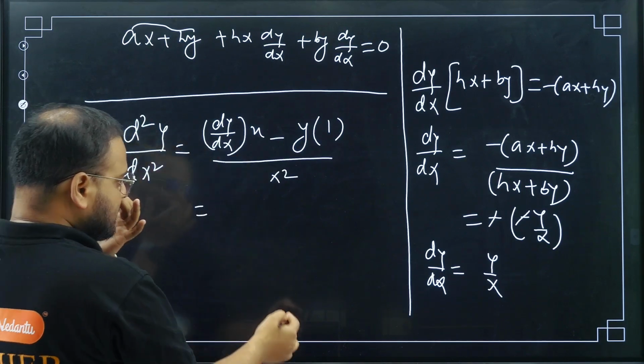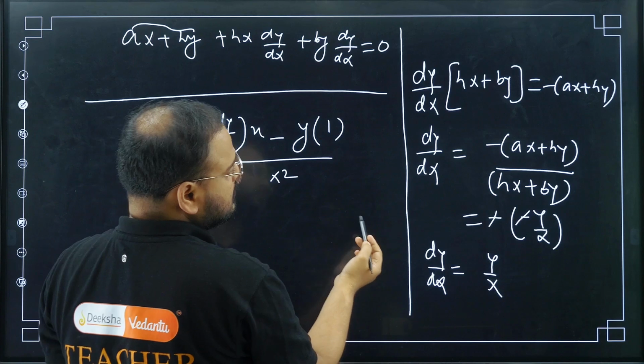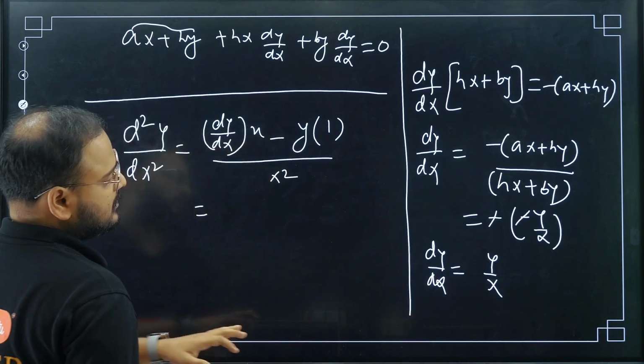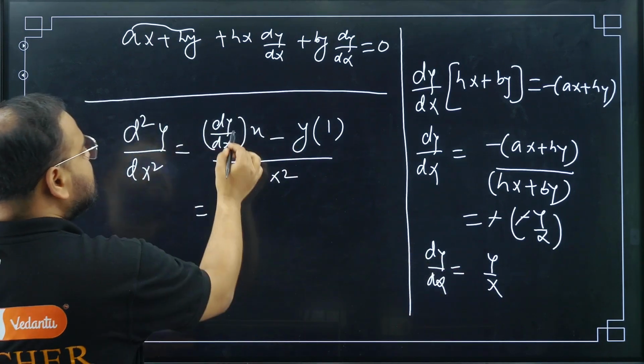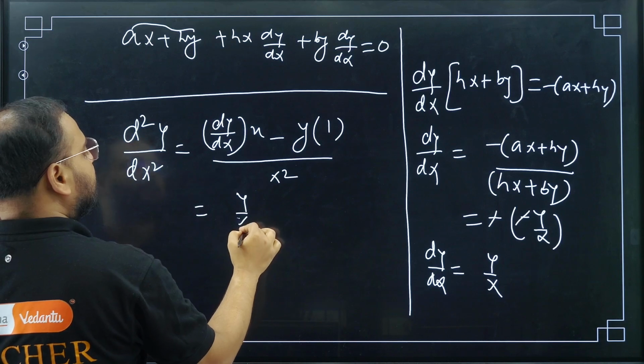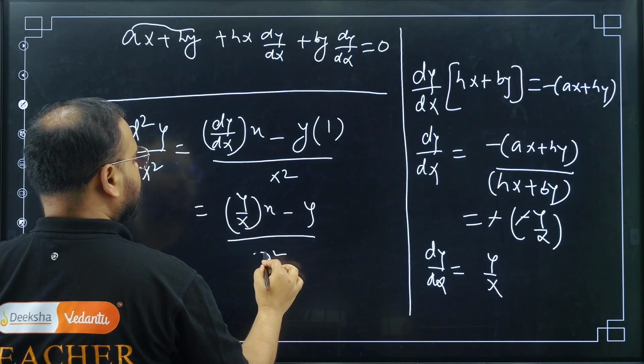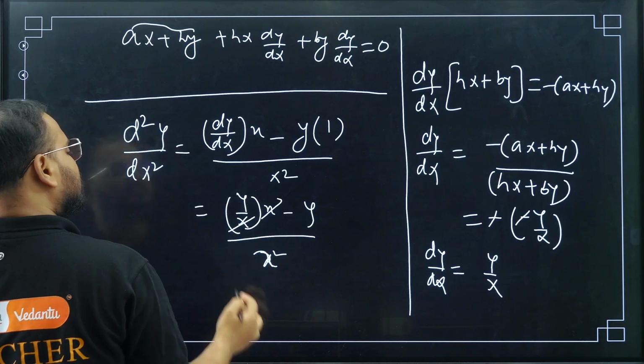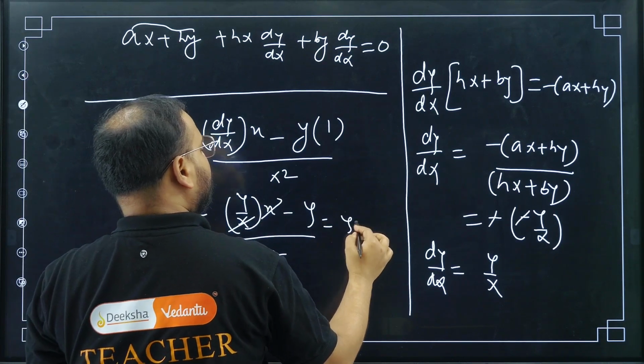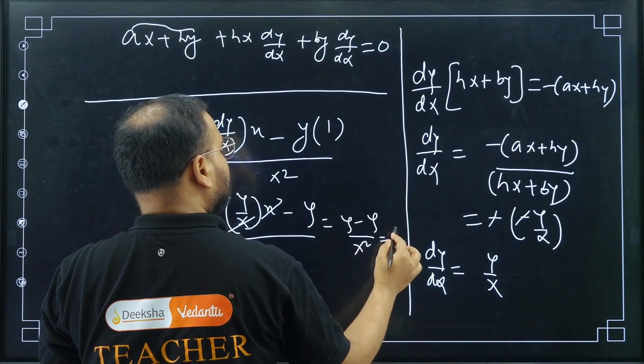How much is my dy by dx? Please check here. Dy by dx is y by x. Yes, no? So I can replace this dy by dx by y by x times what? x minus y upon x square. Please check here. x will cancel each other. I'll get y minus y upon x square. How much is that? 0.